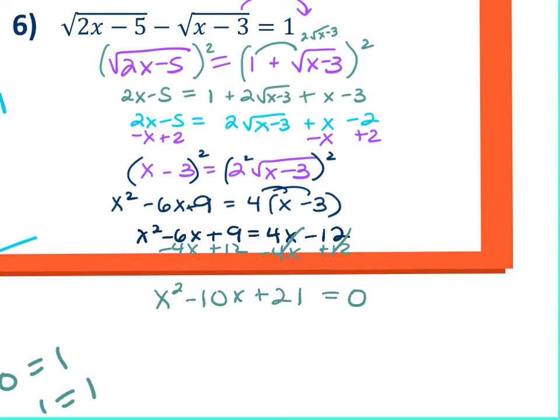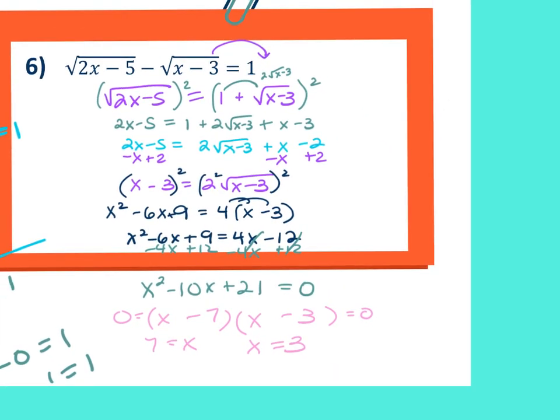Are there factors of positive 21 that sum to negative 10? Good. Negative 7, negative 3, set them each equal to 0. And then we would check. Well, I'm going to save us the hassle because we're going to get to the next example. They would both work.